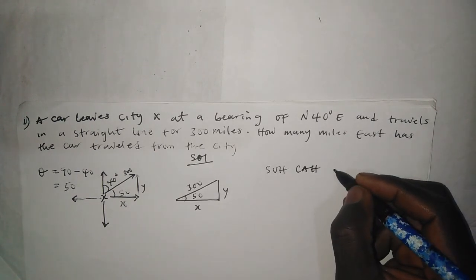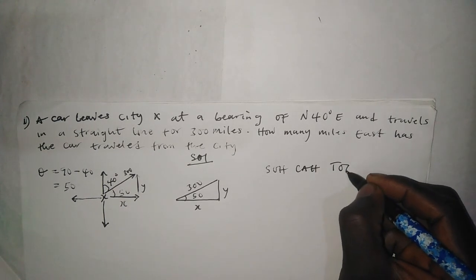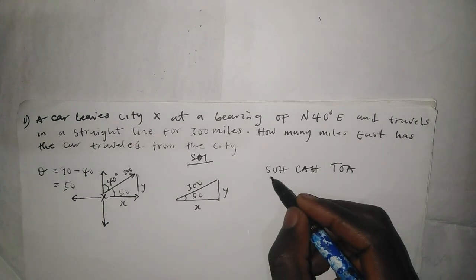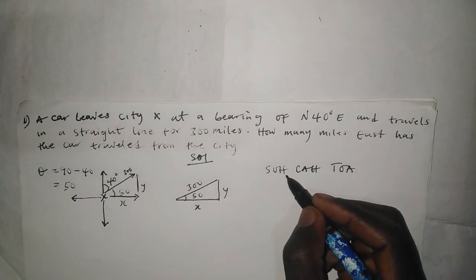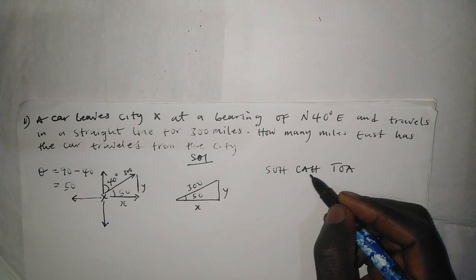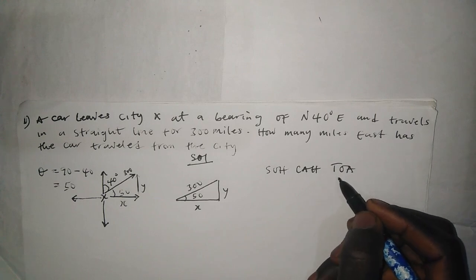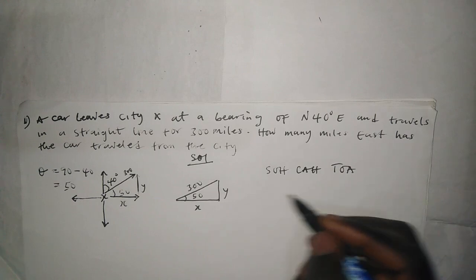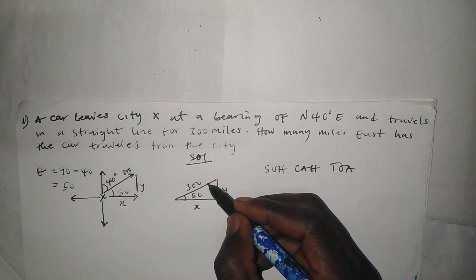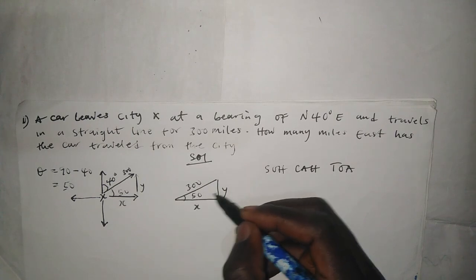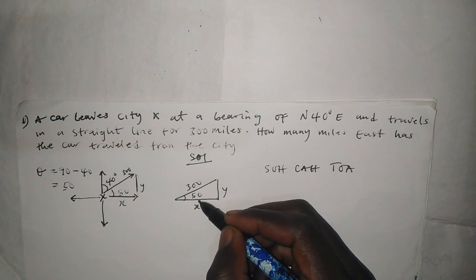You must have heard of SOHCAHTOA before. And you know that this is sine: opposite over hypotenuse. This is cos: adjacent over hypotenuse. This is tan: opposite over adjacent. Hypotenuse is the longest side of the triangle, which is this side. This is opposite this angle, and this is adjacent to this angle.